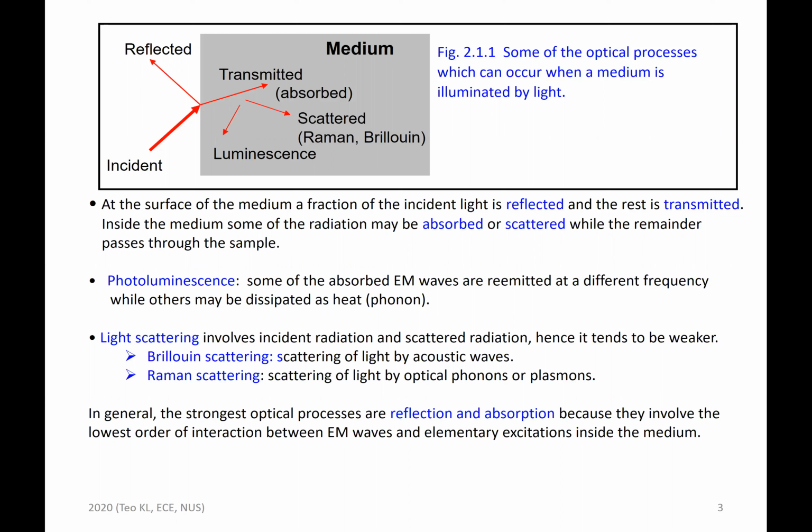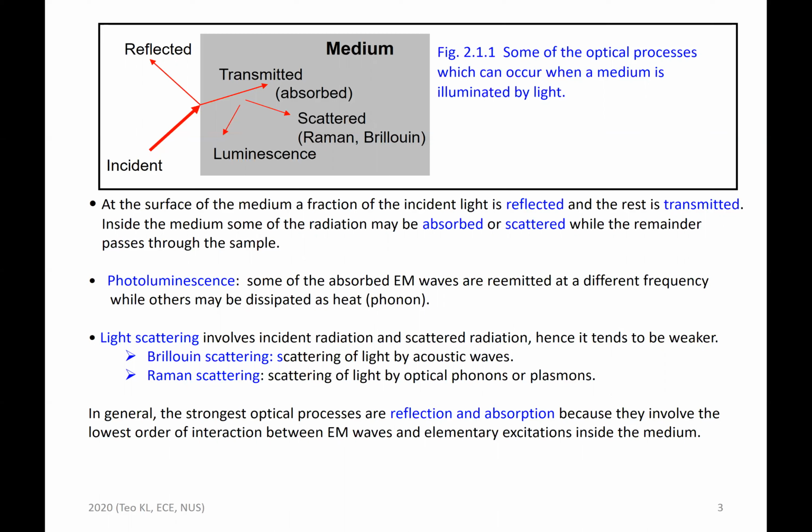Photoluminescence is basically absorbing the light, or EM waves, and due to the recombination of the electron and hole, the emission can be at a different frequency, or basically at a different photon energy. And also some of the heat can get dissipated as phonon energy. Light scattering by the lattice involves incident radiation and scattered radiation, and such scattered light is usually much weaker. So we can classify scattering into Brillouin scattering, which is scattering of light by acoustic phonons, and Raman scattering, which is scattering of light by optical phonons, or sometimes by plasmons. Plasmons are basically collective oscillations of the free electron gas.